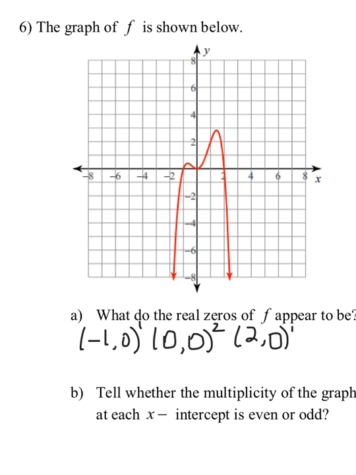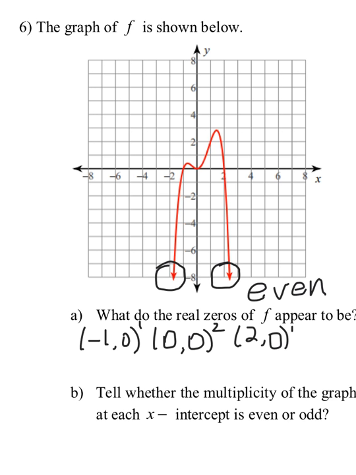Tell whether the multiplicity of the graph is even or odd. Well, we have a graph that is going down, down, down. So if your graph is going the same direction on the ends, then that is an even graph. So this graph is an even graph. We can also tell because our multiplicity is an even number. We have a 1, a 2, and a 1. 1 plus 2 plus 1 is 4.